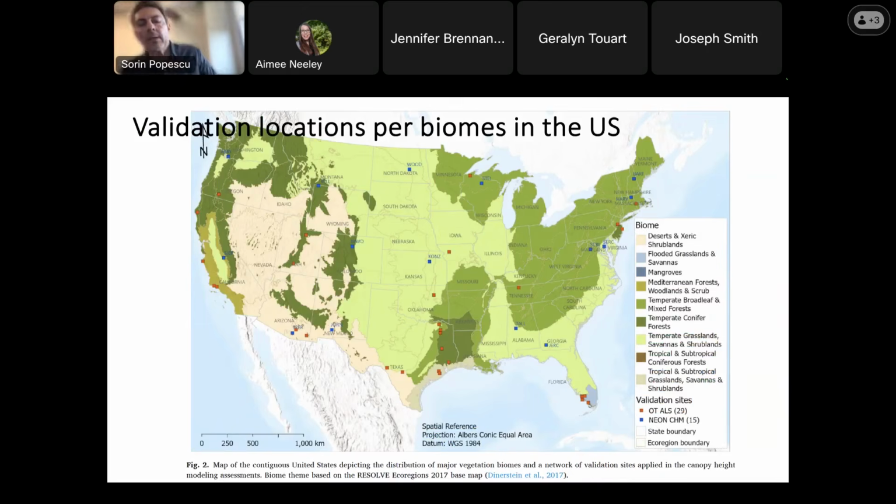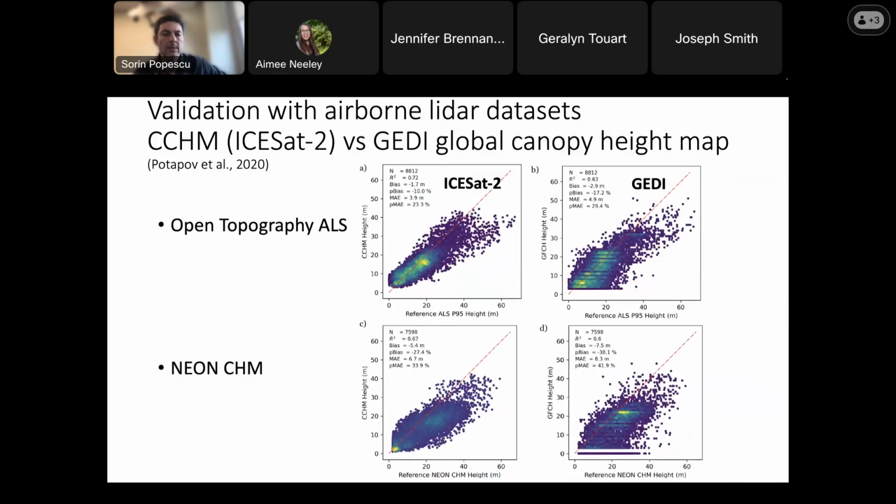We validated the canopy height model for the continental US and looked at different biome types by using airborne LiDAR datasets derived from or downloaded from Open Topography and the NEON dataset. So this is the independent validation with Open Topography ALS. Overall, for the entire canopy height map at continental scale, we got an R-square of 0.72, which we thought was very good with a bias of minus 1.7 meters.